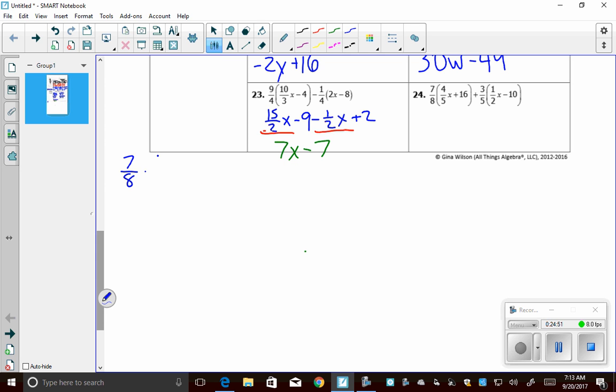times 4/5 will give me 28 over 40. I believe 4 will go into both. So 28 divided by 4 would be 7. And 40 divided by 4 is 10. So I'm going to get 7/10 x.